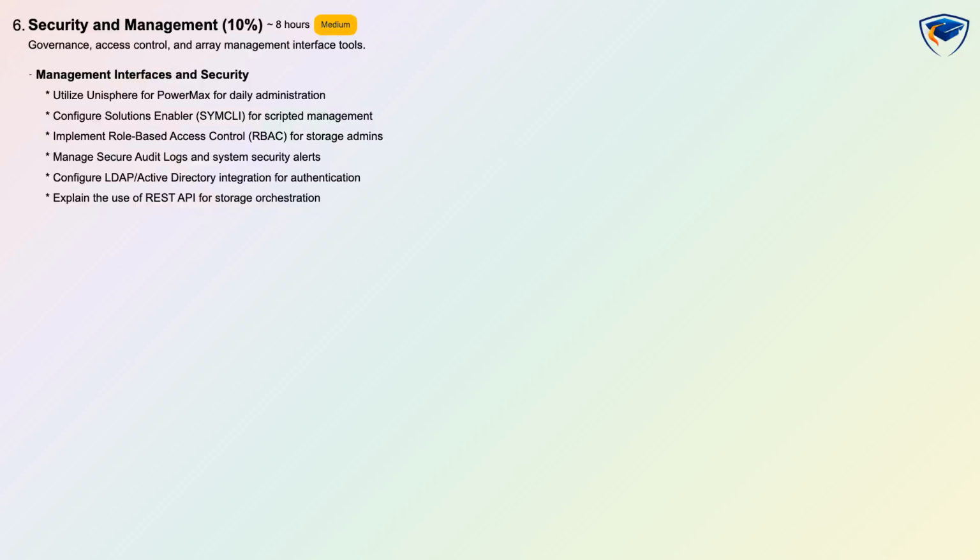Security and Management is 10% of the exam, medium difficulty, with about 8 hours of study and conceptual plus scenario-based questions. Study Unisphere for PowerMax for daily administration, Solutions Enabler SYMCLI for scripting, and REST APIs for orchestration. You will also implement role-based access control, configure LDAP or Active Directory authentication, and manage secure audit logs and system alerts to meet governance and compliance requirements.